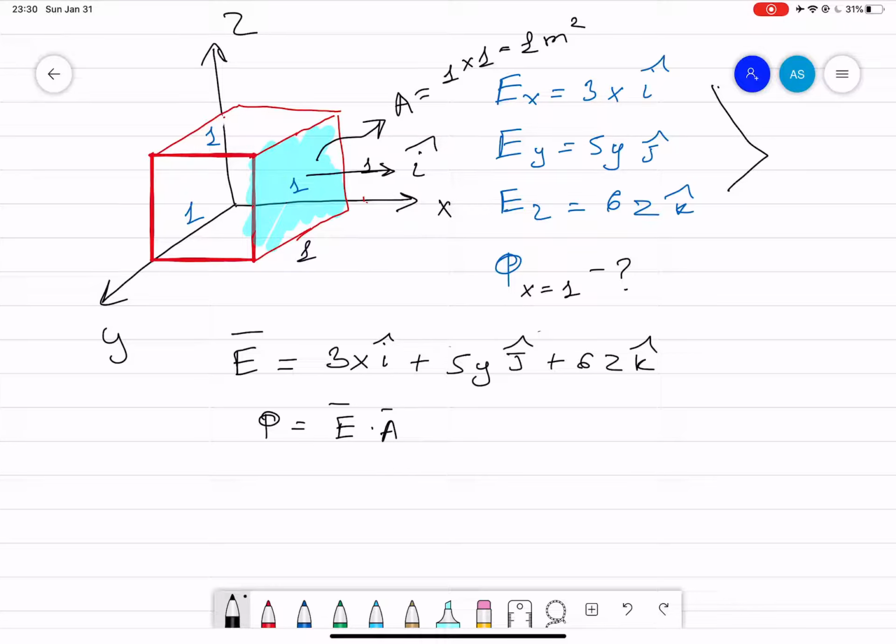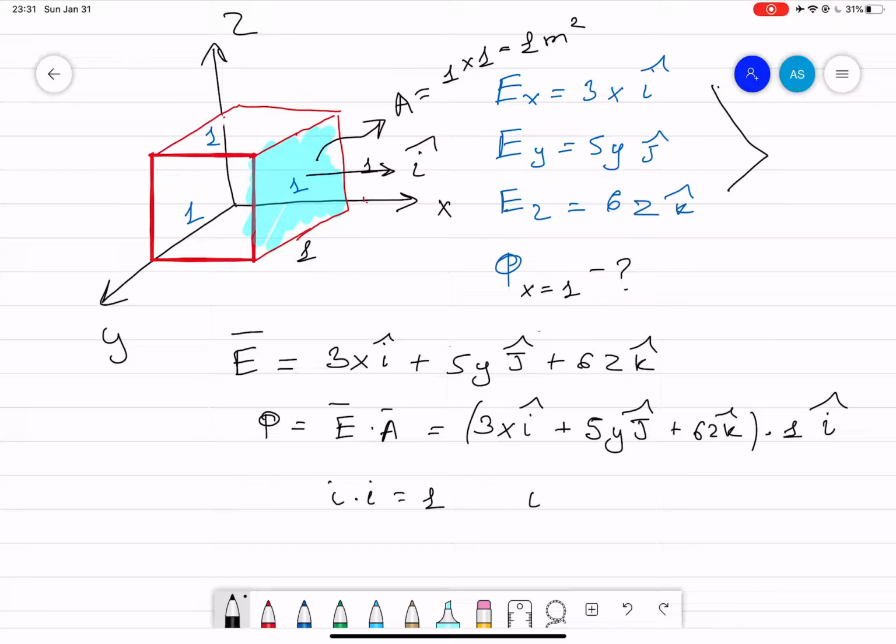So if that's the case, then you have 3x i vector plus 5y j vector plus 6z k vector, and then you multiply by the area, which is 1 times 1 i vector. In the dot product, i times i gives you 1, and i times j or i times k gives you 0.